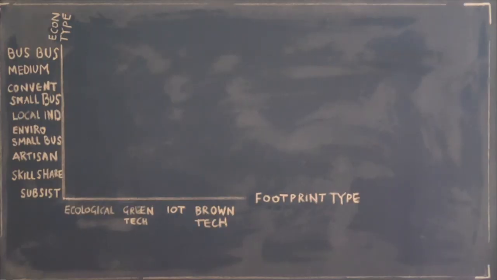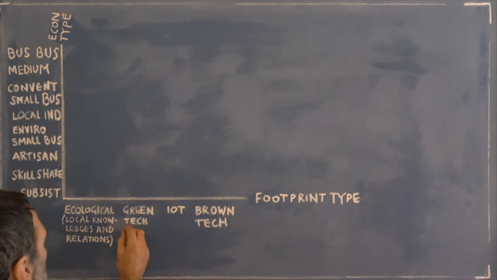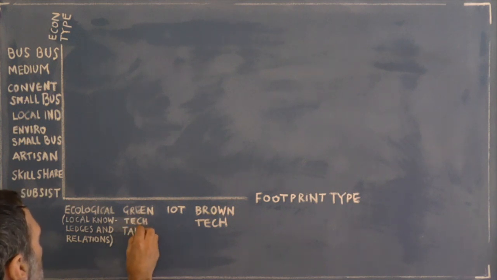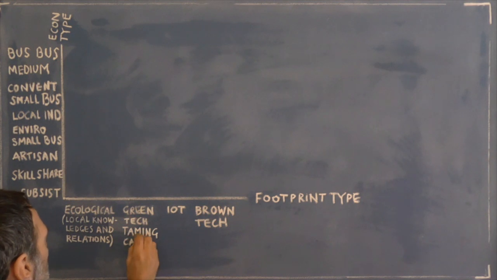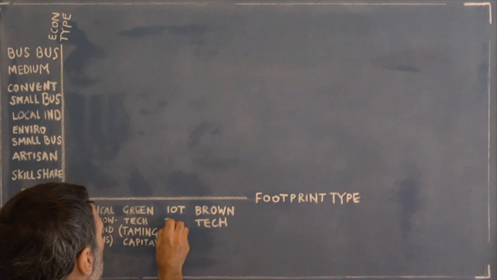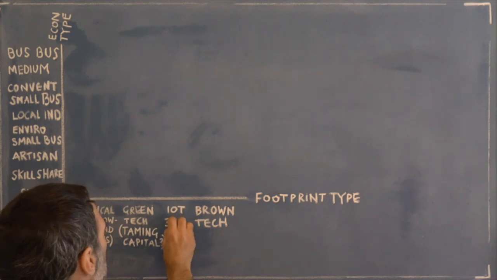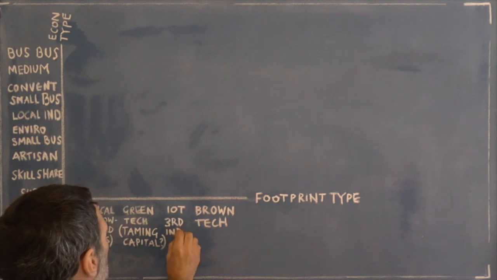So along the bottom of this chart, we begin with ecological footprint type. That's pretty much the unrecorded or unrepresented footprint type of our culture. Then there's green tech, which is basically the desire to be ecological, but using the default narrative of technology first, relationships second. Then the IoT, Internet of Things. This is the 5G revolution and the promise of a tech-clean future.